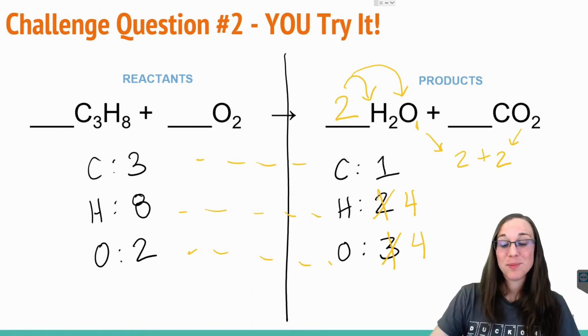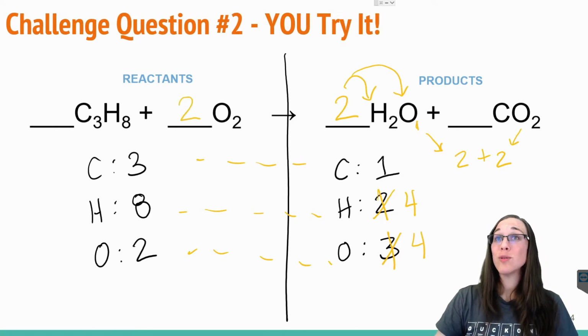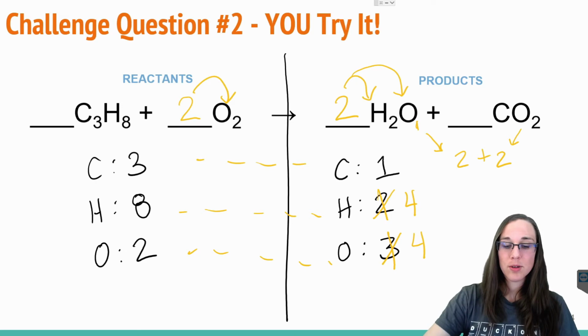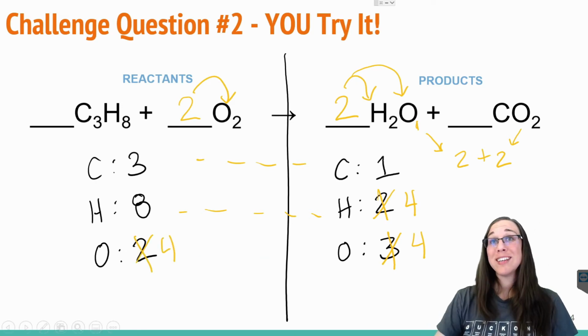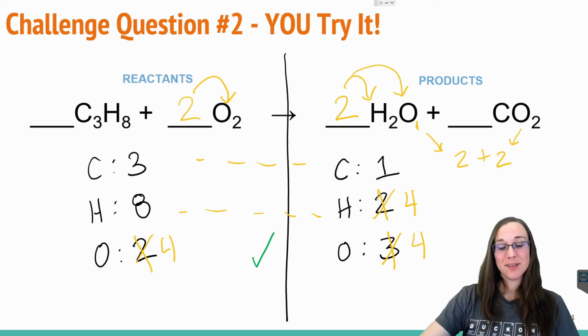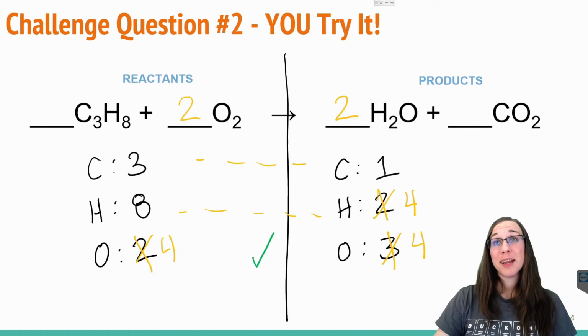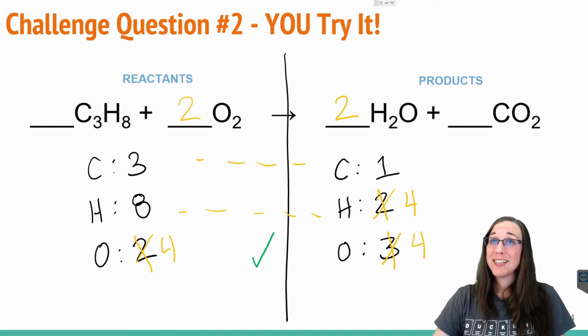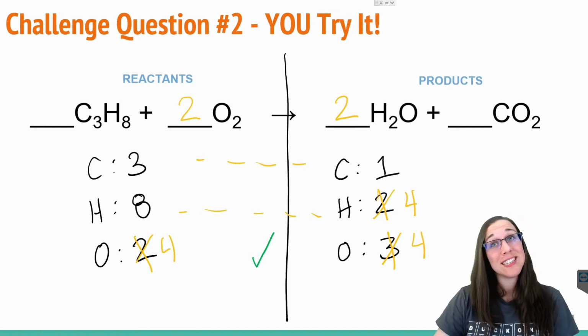Hopefully you're seeing that that's pretty easy in terms of just putting a 2 in front of my reactant O2, and 2 times 2 would give me 4. So having done that, now my oxygen atoms are balanced. Let's move on to a carbon or a hydrogen atom next. I'm going to go with carbon as my next rule, and the reason I do that is because I typically like to balance the hydrogens last.